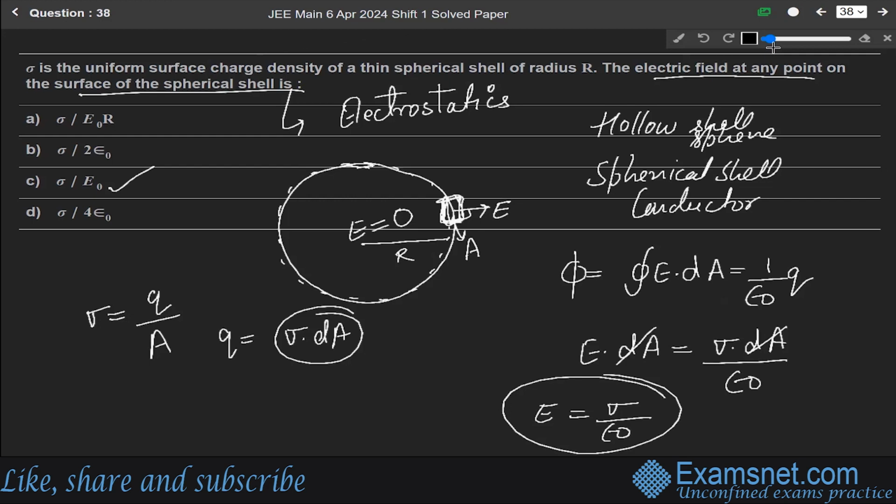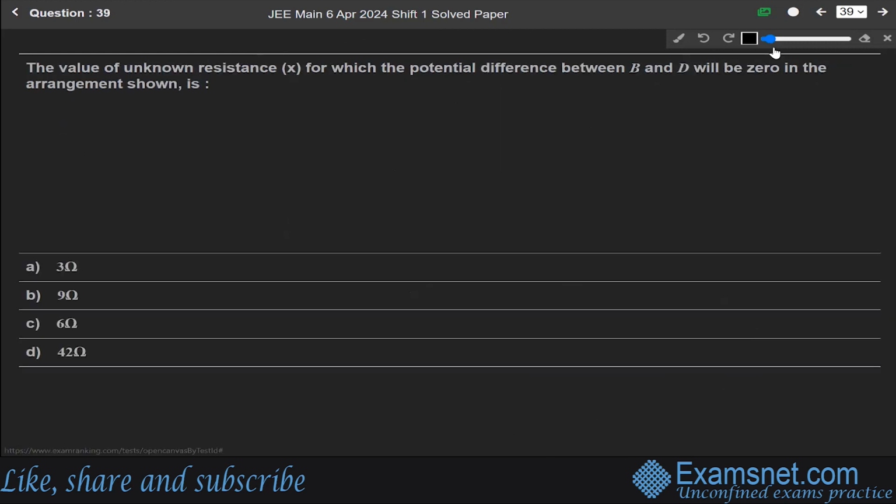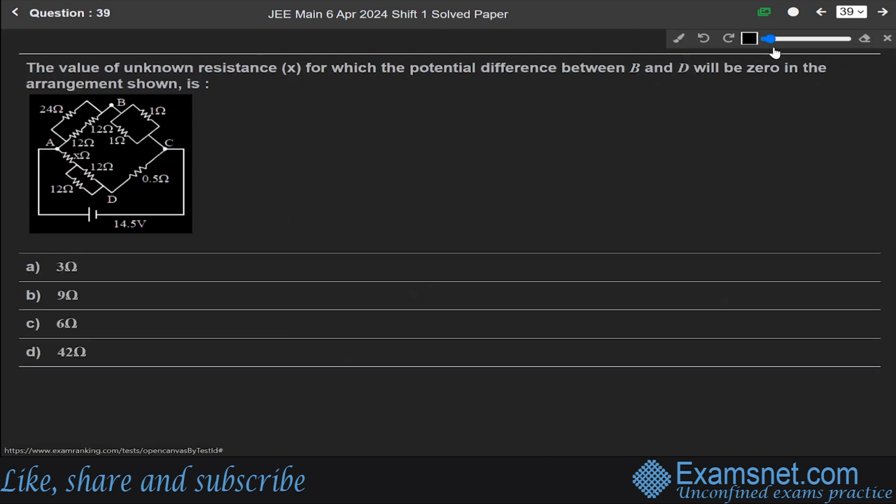Students, if the question is asked about inside the spherical shell, always remember that inside a spherical shell, hollow sphere or conductor, the electric field is always equal to 0. Now next question 39. The value of unknown resistance X for which the potential difference between B and D will be 0 in the arrangement shown is.